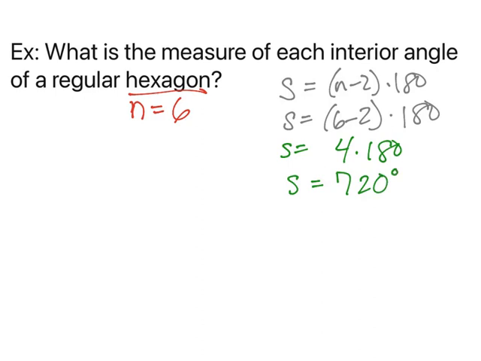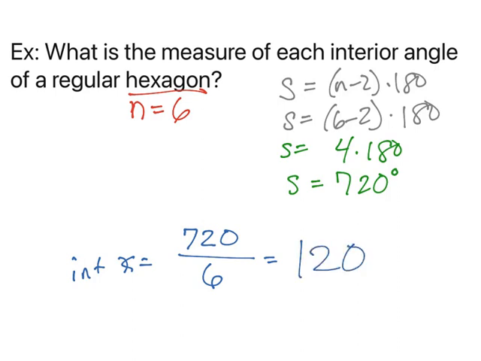If I only want one interior angle, I would take the sum of all of them and divide by the number of sides. Remember that from the earlier slide, we had the sum of all of them divided by the number of sides, because the number of sides is also the number of interior angles. So 720 divided by 6 gives me a single angle of 120 degrees. So in a regular hexagon, each interior angle will have a measurement of 120 degrees.